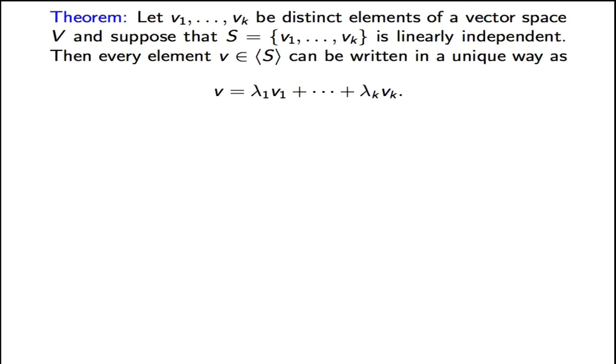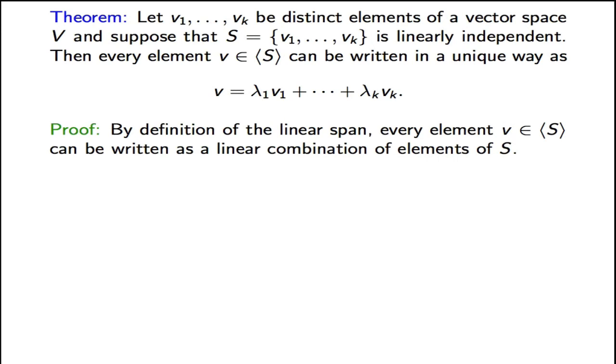And our final theorem says the following. Suppose we have distinct v1 up to vk elements of a vector space. And let's consider the set S containing v1 up to vk. And let's suppose that this set is linearly independent. Then the theorem says that every element of the span of S can be written in a unique way as lambda 1 times v1 plus dot dot dot plus lambda k times vk.